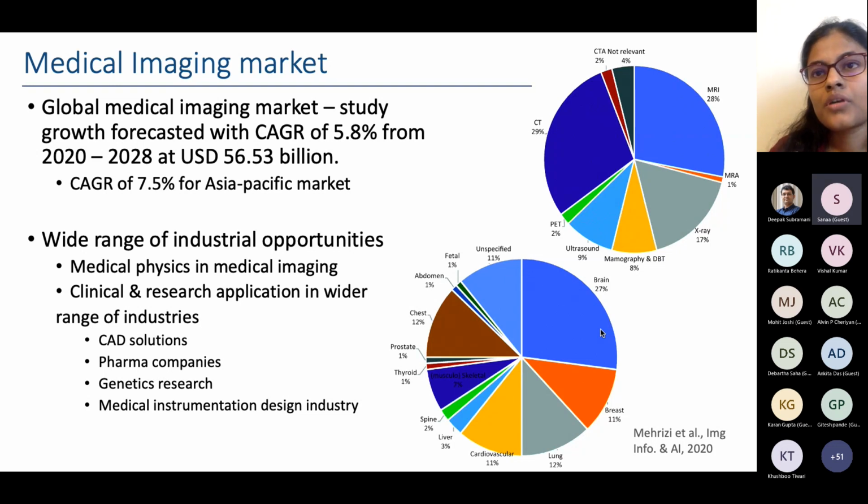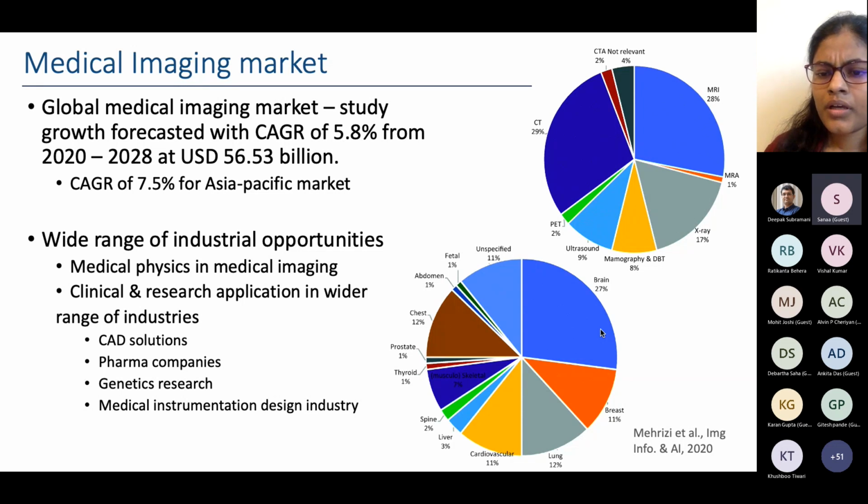So apart from this, you also have a wide variety of job opportunities in clinical and research applications in a wider range of industries. So ranging from computer-aided diagnostic solutions, pharma companies, genetic research, and the medical instrumentation industry, as I was talking about before. So here in these two pie charts, I have shown the most commonly used imaging methods, which is like CT and MRI dominate in the medical imaging industry, closely followed by X-rays and ultrasound. And with the recent advent of COVID-19, X-ray imaging has proved to be even more useful.